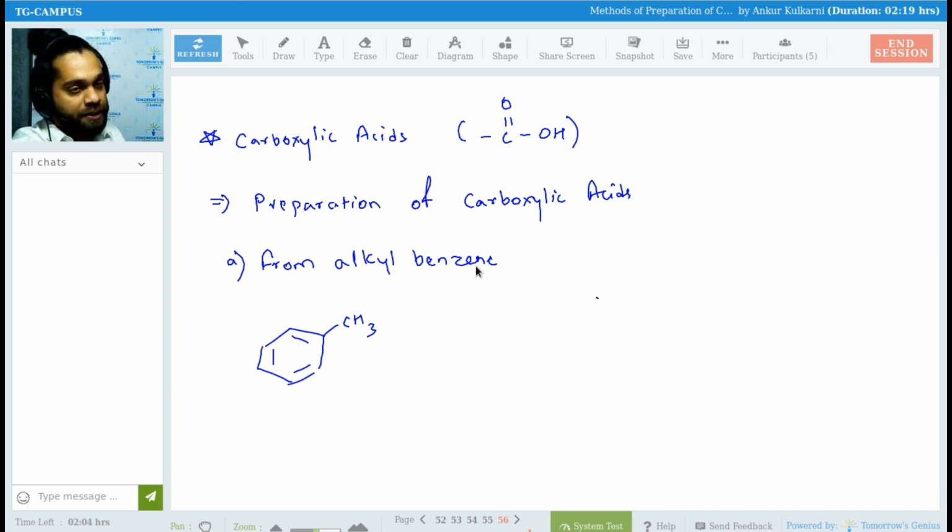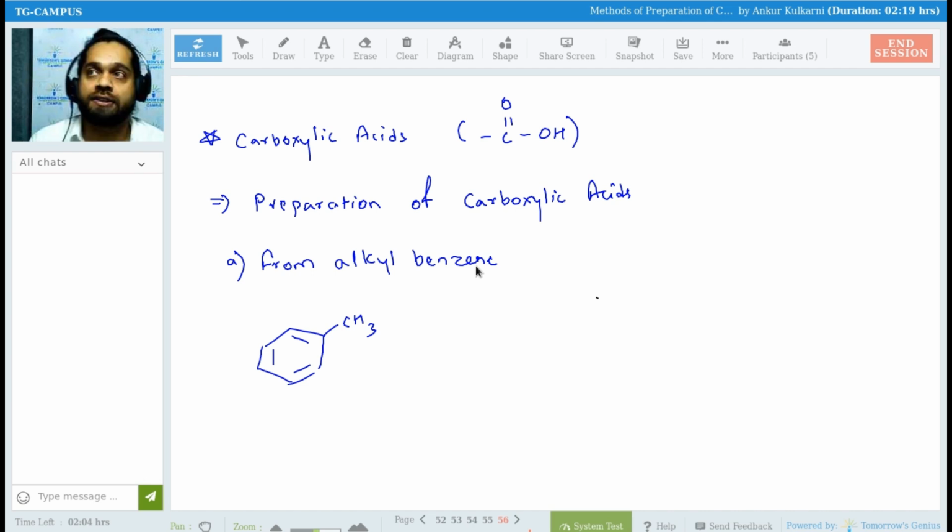Yes, it is toluene. So alkyl benzene, that is your toluene. If I oxidize it, what is oxidation? What do we mean by oxidation?